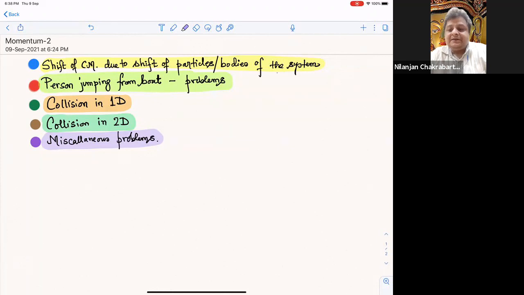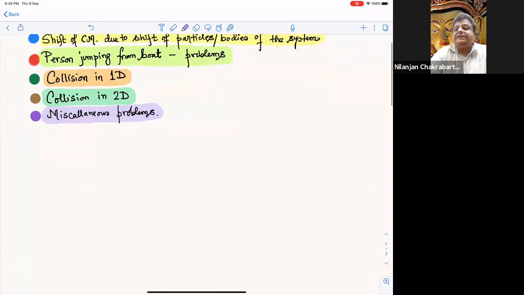That is nothing enjoyable, jumping from boat. I don't know. Next, collision in 1D, collision in 2D, and then miscellaneous problems. That means almost all types of problems. Collision, explosion, this and that, whatever. So I wish to do a part of it today. First is shift of CM due to shift of particles.